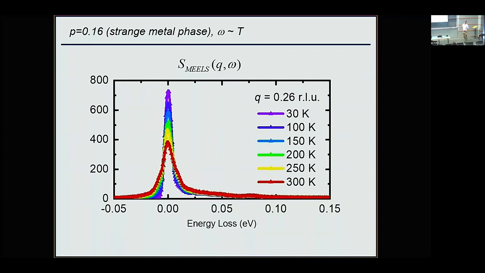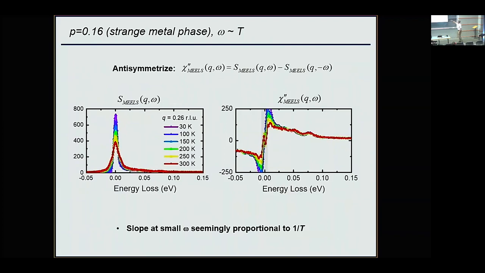Okay, so how can we compare them to conjectures about the marginal Fermi liquid? What you have to do is anti-symmetrize. If you want to take out the Bose factor, the easiest way to do it is just take S of omega minus S of minus omega, and it drops out. The advantage of doing it this way is it doesn't require exact knowledge of the temperature. You don't need to just divide. So that gives us chi double prime. That takes us from the left plot to the right.